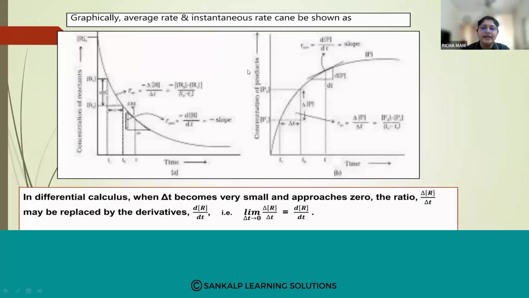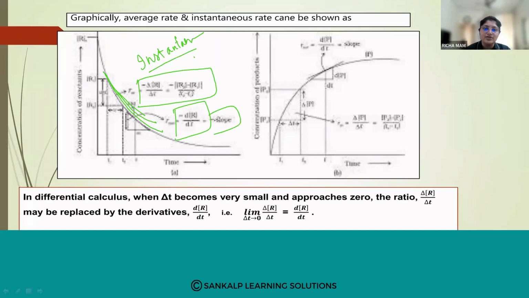Okay, so your instantaneous rate, how can you calculate it? Graphically, your slope. Okay, this slope, what does it represent? It represents your instantaneous rate. So the instantaneous rate is given by minus d[R]/dt, which is equal to the slope.